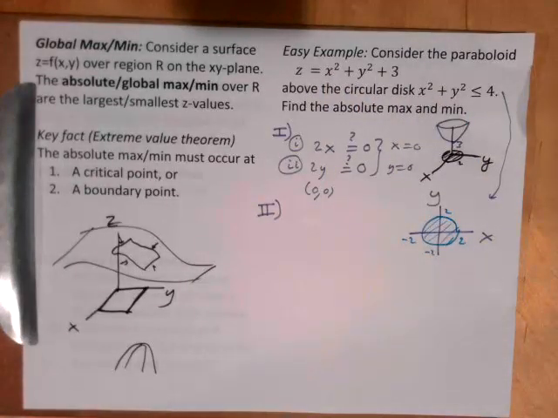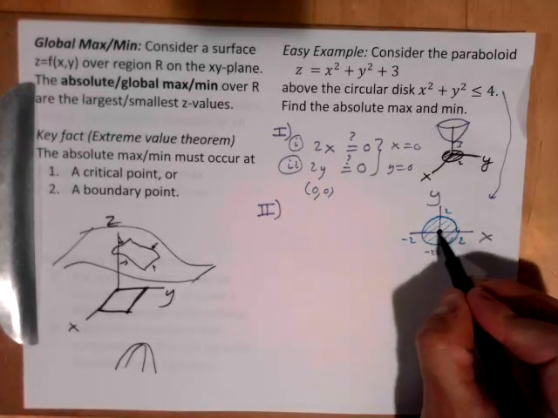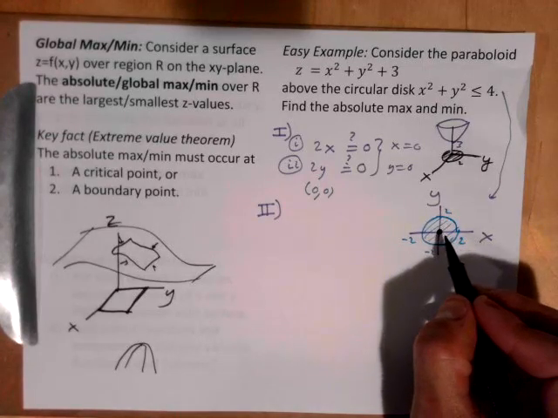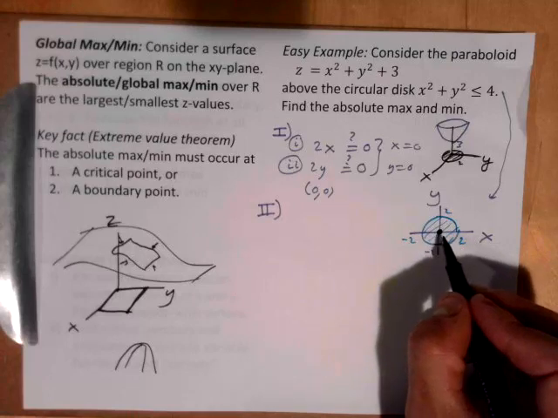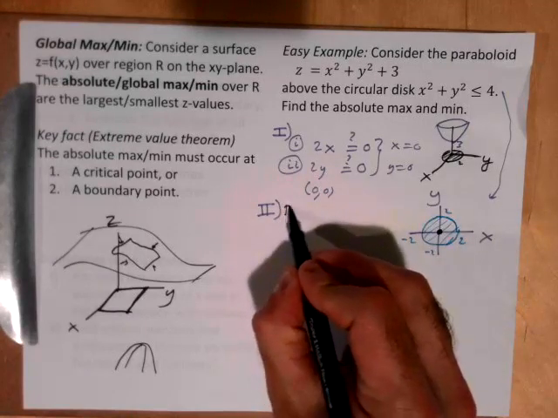Okay, so now let's go. I like to just mark as I go. There's one point I have to consider, which is (0, 0), and it's right there. It's the only point on the inside I have to consider because it's the only critical point. So that's a big time saver. Now I'm going to go to the boundary.